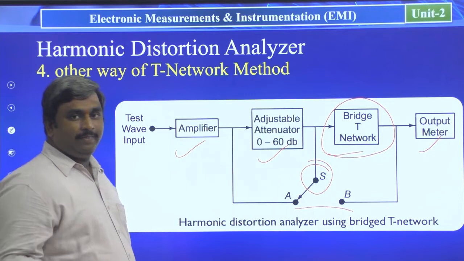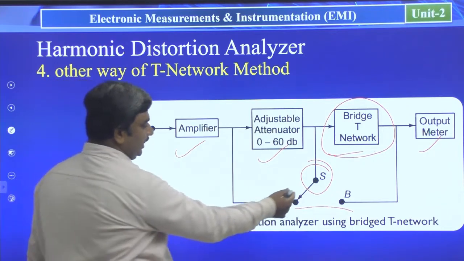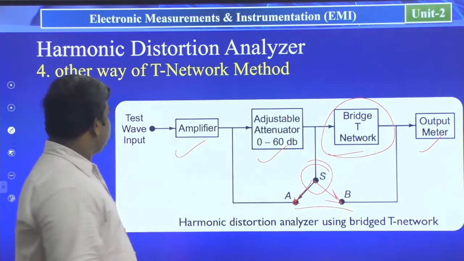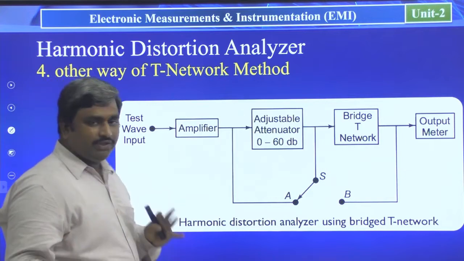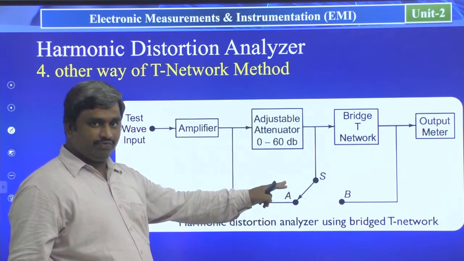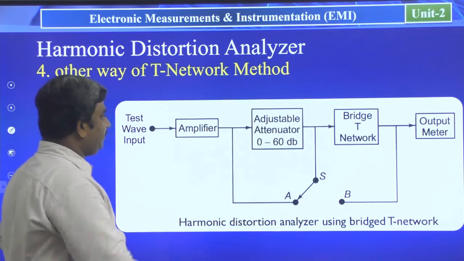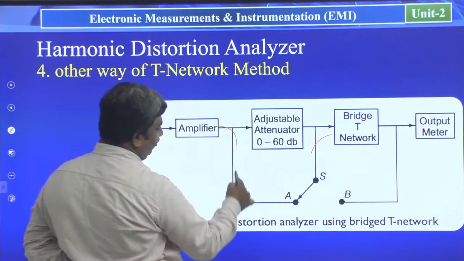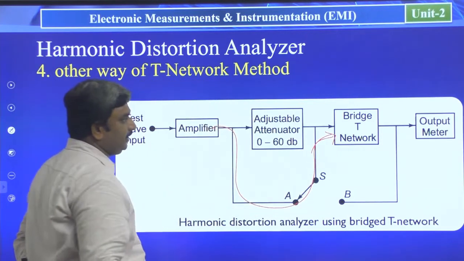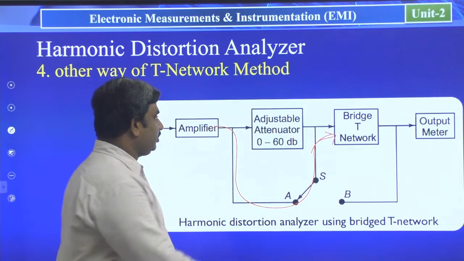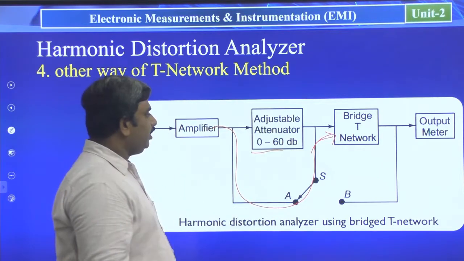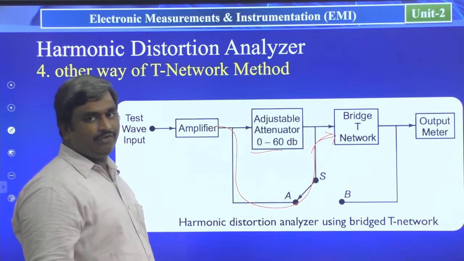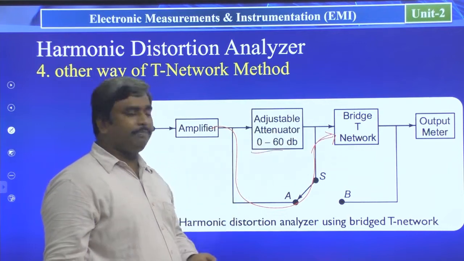connectivity. See here, whenever the switch is connected to A position, what happened? Whenever the switch is connected to B position, what happened? That we will see now. If the switch is connected to A position, the amplified information is given directly to the bridge T network. Here we have an adjustable attenuator, so you can skip this attenuator and give the direct information to the bridge T network.